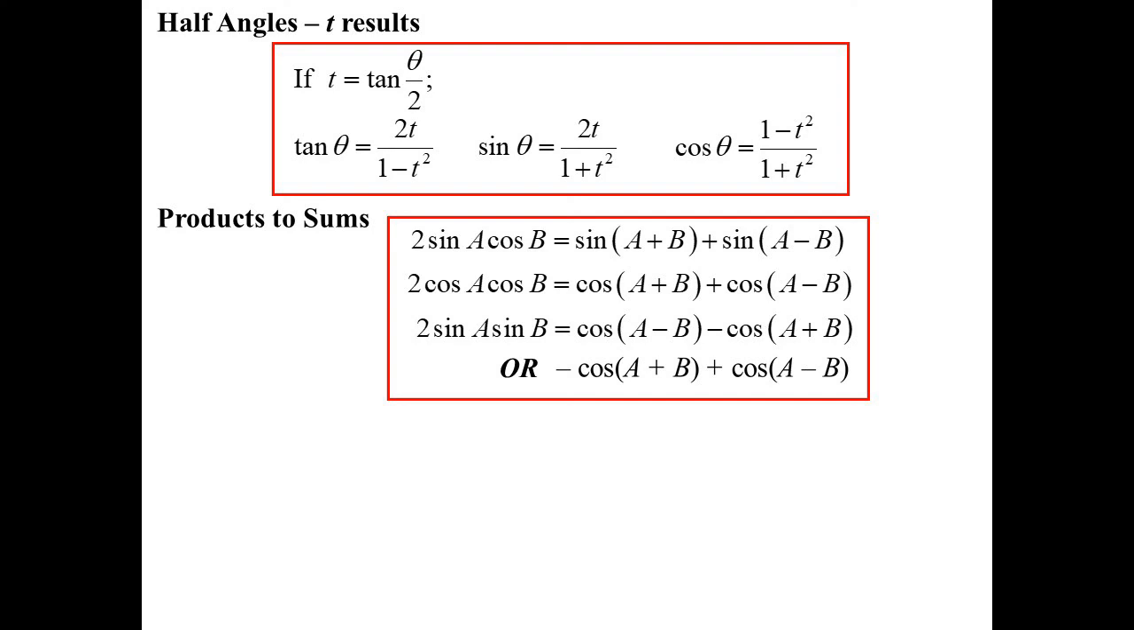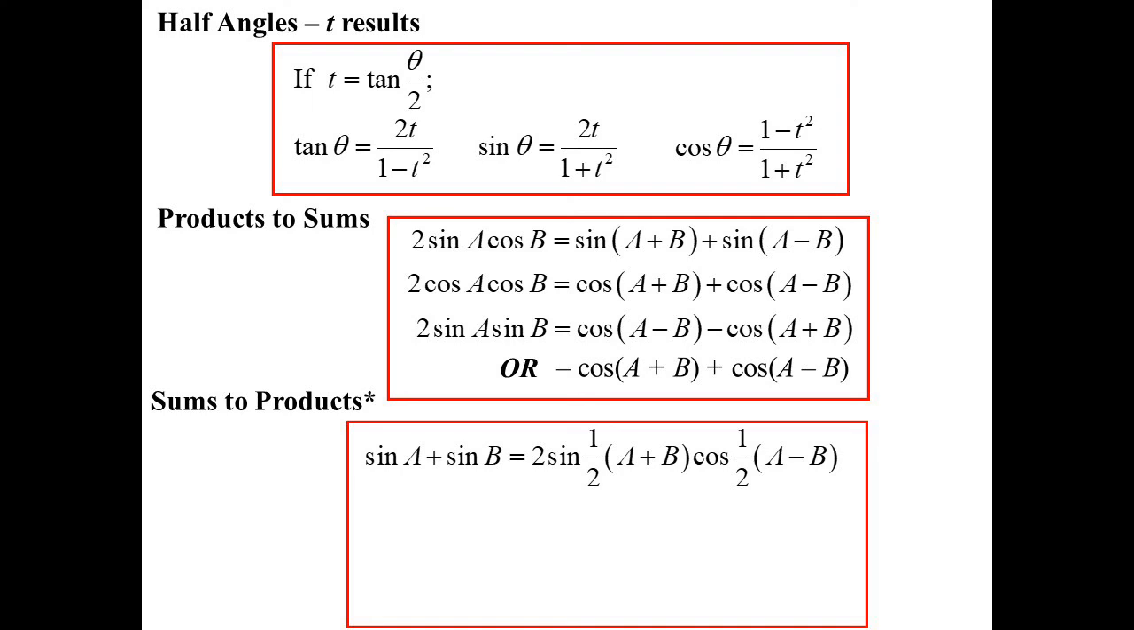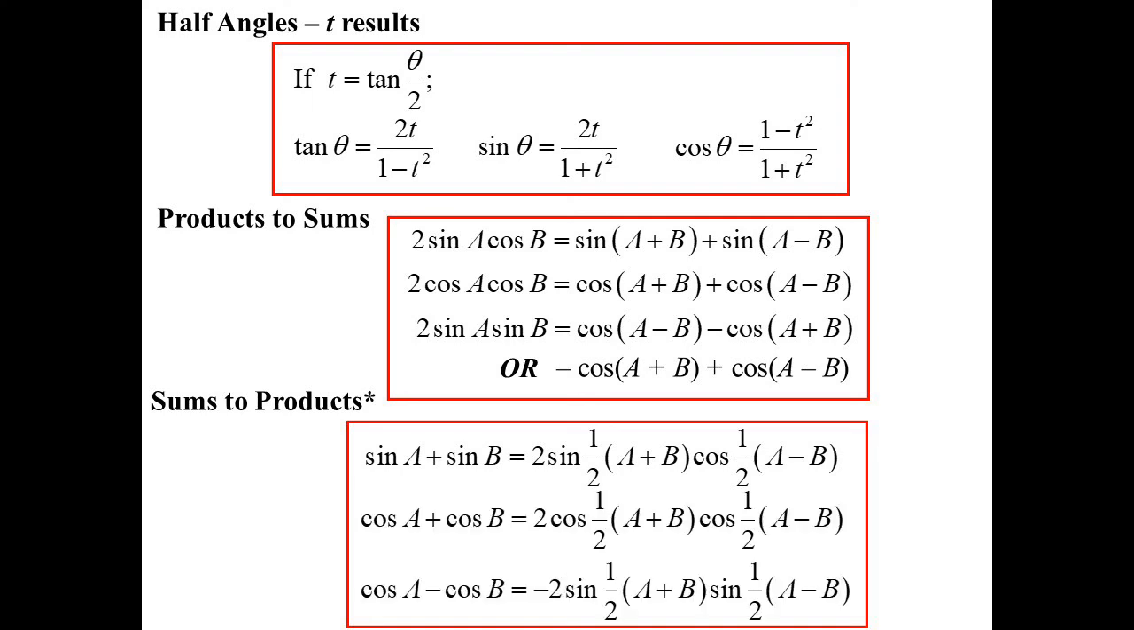So the sine sine, one of the ways I think about it is, well, hang on, sine sine, oh, well, that's a bit different. There's a negative out the front. Then, of course, we could go back the other way. The sums to products. 2 sine half sum cos half diff. 2 cos half sum cos half diff. And minus 2 sine half sum sine half diff.